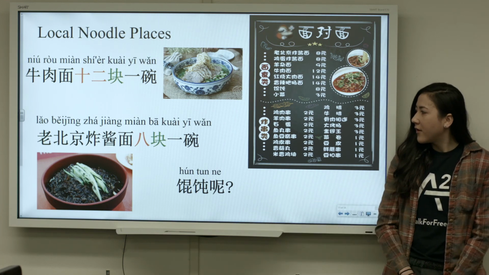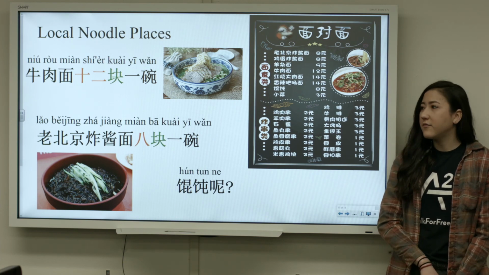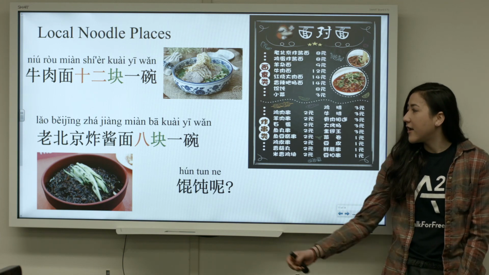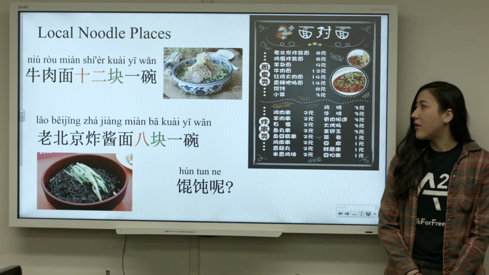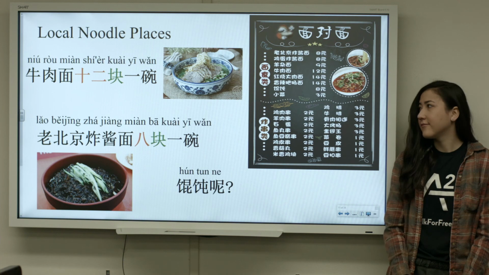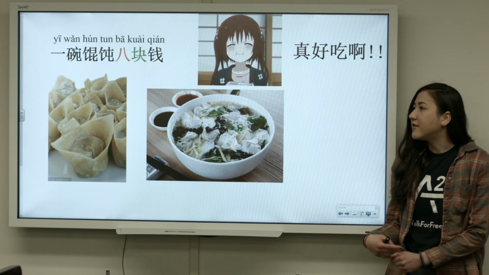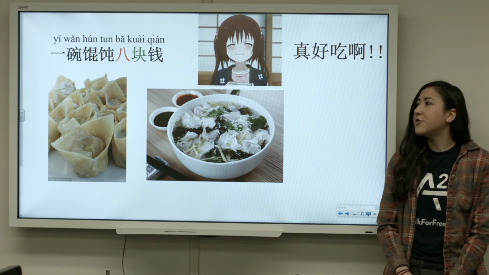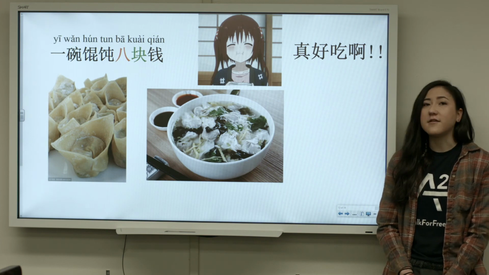馄饨呢? What about 馄饨, which is wontons? So if you want to pause the video right now, you can look on the menu and see if you can find 馄饨, wontons. How much is a bowl of 馄饨? If you pause the video and you played it again, you'll see that 一碗馄饨8块钱. So a bowl of wontons is 8 kuai.